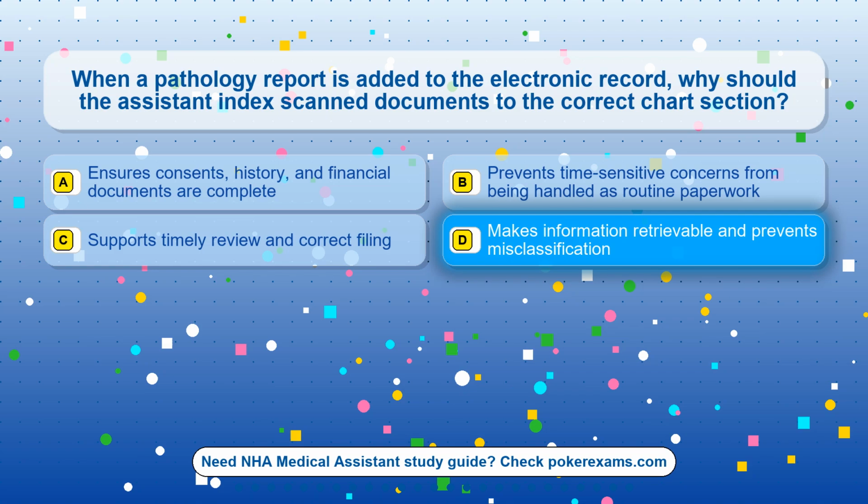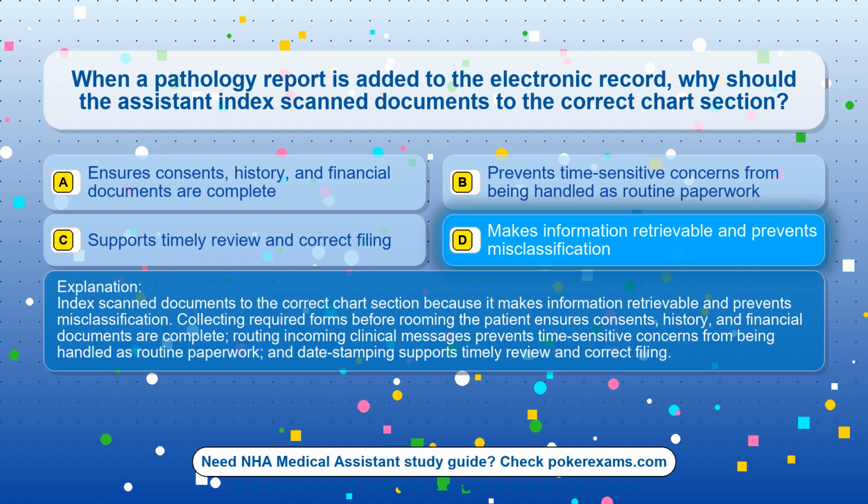The correct answer is option D. Makes information retrievable and prevents misclassification. Index scanned documents to the correct chart section because it makes information retrievable and prevents misclassification. Collecting required forms before rooming the patient ensures consents, history, and financial documents are complete. Routing incoming clinical messages prevents time-sensitive concerns from being handled as routine paperwork, and date-stamping supports timely review and correct filing.